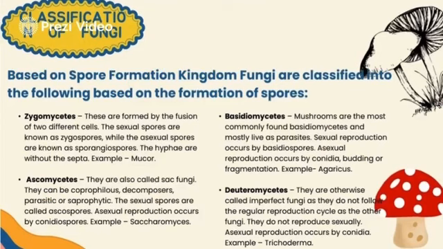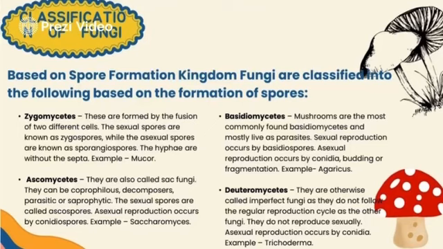Ascomycetes, they are also called sac fungi. They can be coprophilous, decomposers, parasitic or saprophytic. The sexual spores are called ascospores. Asexual reproduction occurs by conidiospores, example Saccharomyces.